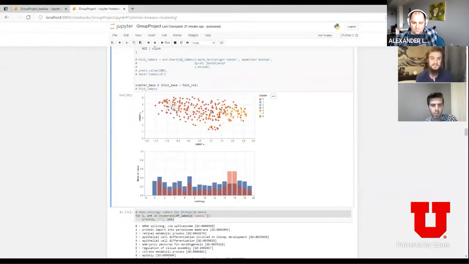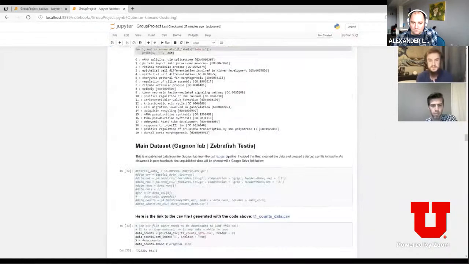My computer's frozen right now, but these ontologies down here on the bottom change in response to the selected region of interest. So this allows us to view how function changes as a function of the UMAP reduction.